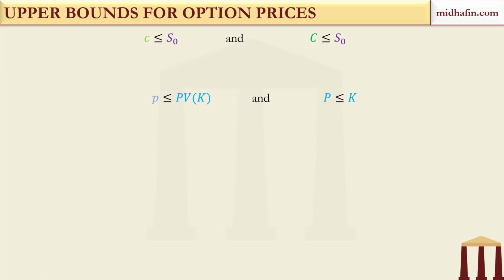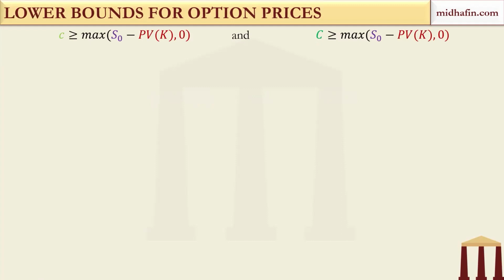So what is its worth today? So today is present value of K. That's all. So that's why for the European style option, it's present value of K, and for American style options, it's simply K. Next, the lower bounds, the minimum price at which the options can be traded.